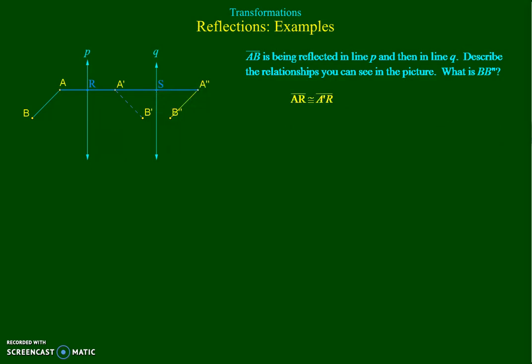So we know that AR is congruent to A prime R and A prime S is congruent to A double prime S. We also know that the distance from A to A double prime is 2 times this distance, and that also means that B double prime is twice this distance. That's just a recap of the reflections in parallel lines theorem. So let's go ahead and look at another example.